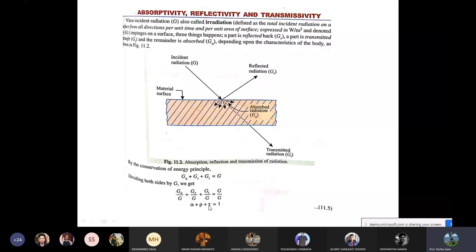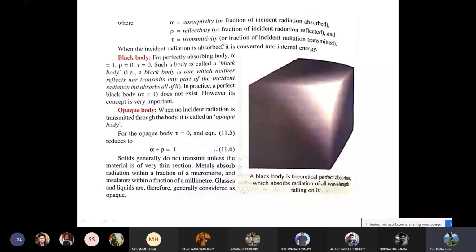So I'll come to the next slide. As you can see, it's what I just mentioned: the fraction of incident radiation absorbed given by alpha, then rho, then tau. Now, why is it so important for any body? Actually, there will be these three phenomena, but from one body to another, like a black body, opaque body, gray body, the behavior is different.